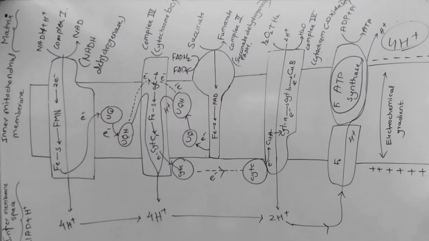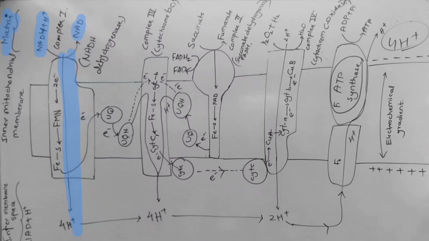Now, the first one is NADH dehydrogenase, which means the NADH plus H plus, which has been formed by the Krebs cycle in the mitochondrial matrix, comes to complex number 1 for making ATPs. Here the oxidation, or rather dehydrogenation, of NADH plus H plus takes place, and it is converted into NAD. The remaining H plus ions are directly transported out of the matrix into the intermembrane space through the complex number 1 protein.